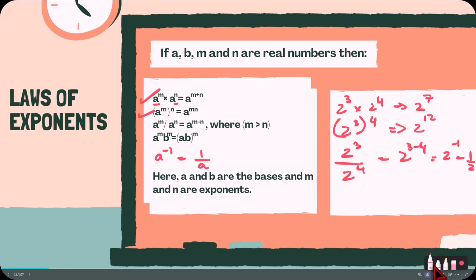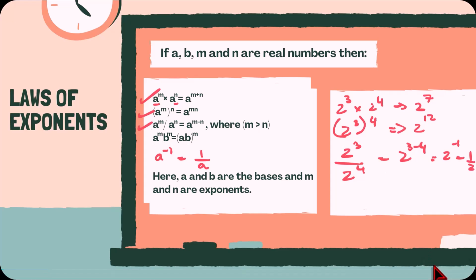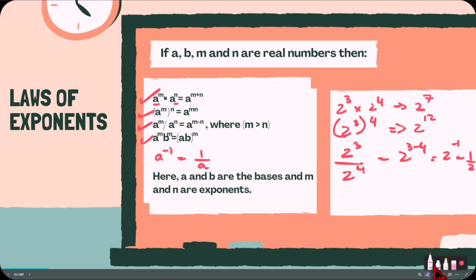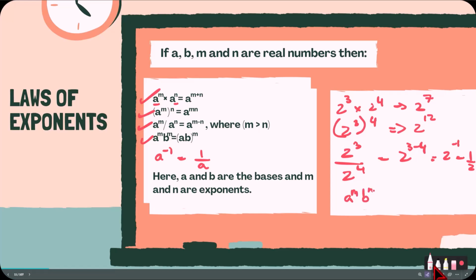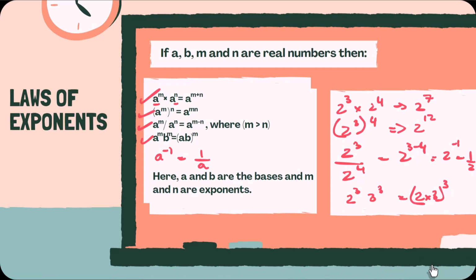Then what do we have? A raised to m into b raised to m. The exponent is same. Once the exponent is same and the base is different, how do I write it? I can write it as a into b, the whole raised to m. Correct? So let's say 2 raised to 3 and 3 raised to 3. What happens? It will become 2 into 3, the whole raised to 3. The exponent is same, base is different. Multiply the base, keep the exponent. The same way works, right?